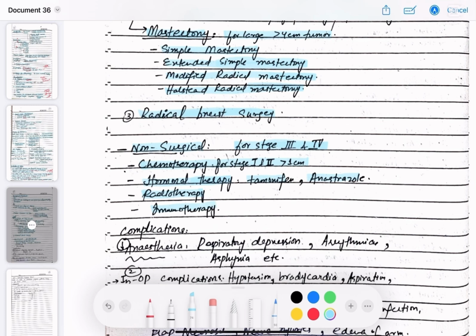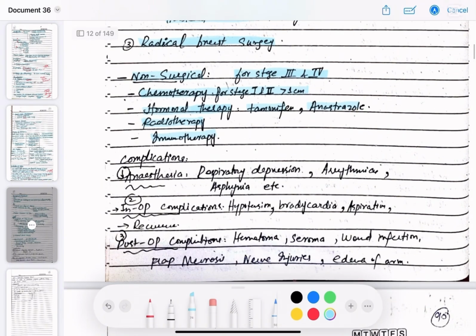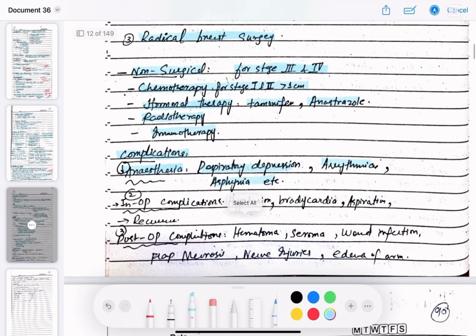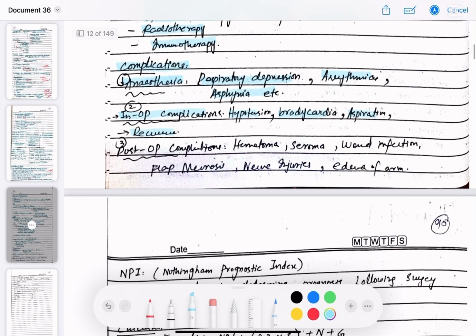These are the complications. Complications of anesthesia are respiratory depression, arrhythmias, and asphyxia. Intraoperative complications are hypotension, bradycardia, aspiration, and recurrence. Then the post-op complications are hematoma, seroma, wound infection, necrosis, nerve injuries, and edema of the arm.